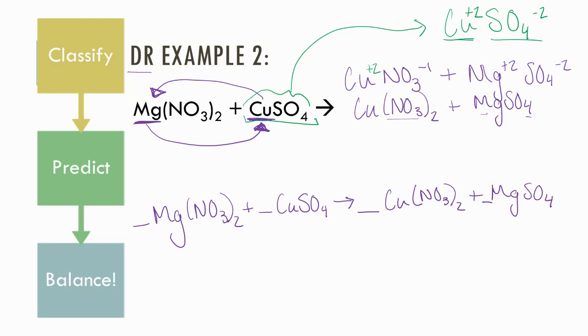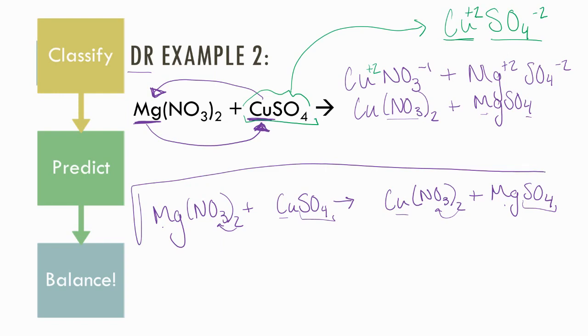All right, so now our last step is to balance. One magnesium, two nitrates, one copper, one sulfate, one sulfate. So this is actually balanced as it's written. So I don't have to put any coefficients in front of anything. This is all done and balanced here.